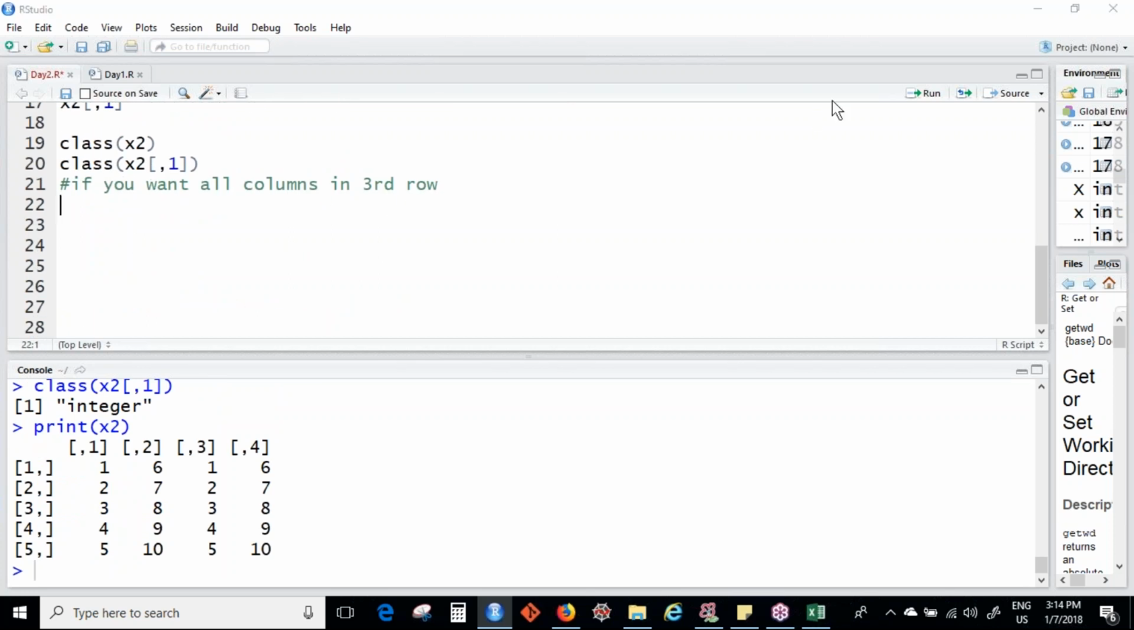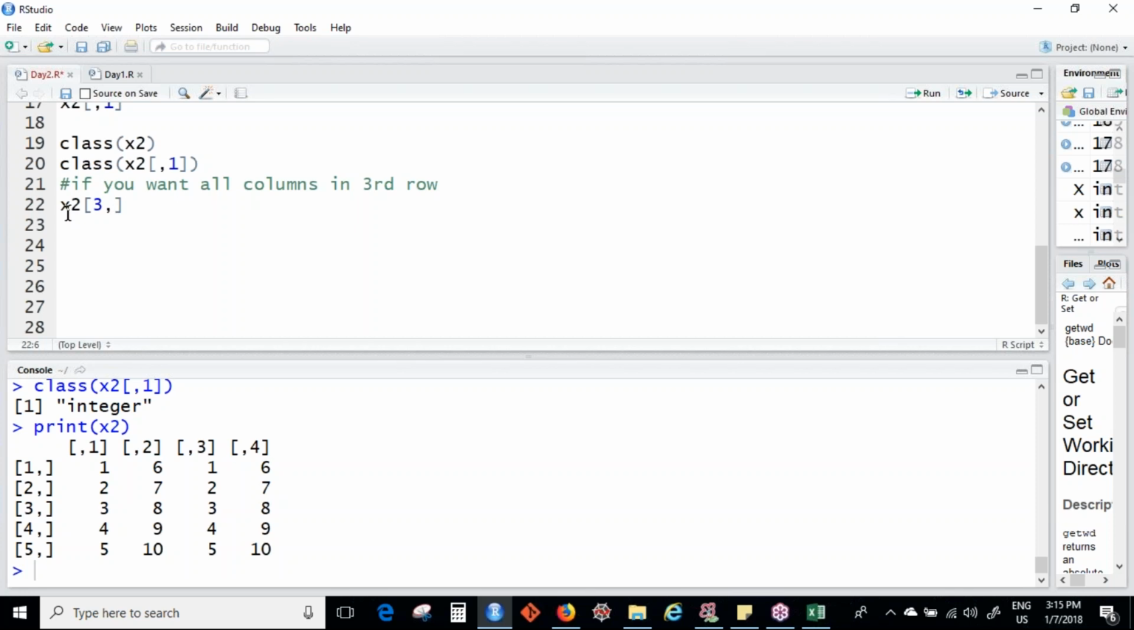Yeah, but you will have to mention the name of the matrix also, right? So x2 is the name of the matrix. I want all the columns in the third row. So third row, and I'll leave the column number blank.